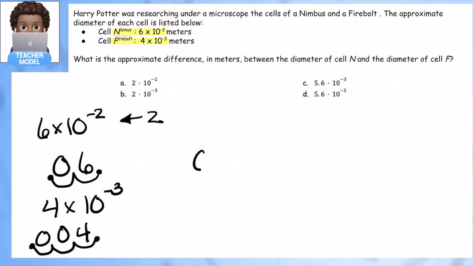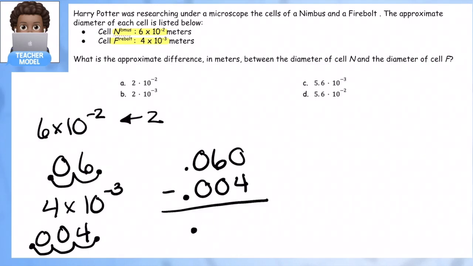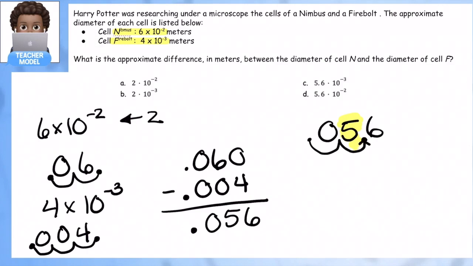Okay, let's subtract. Remember, line them up: 0.06 minus 0.004, and that gives me 0.056 when I subtract. So let's turn this number back into scientific notation. Where do I want that decimal? I want it behind which digit? Behind the 5. This is where I want to put it. So how many shifts do I have to move the decimal? 1, 2. So my answer is 5.6 times 10 to the negative 2.